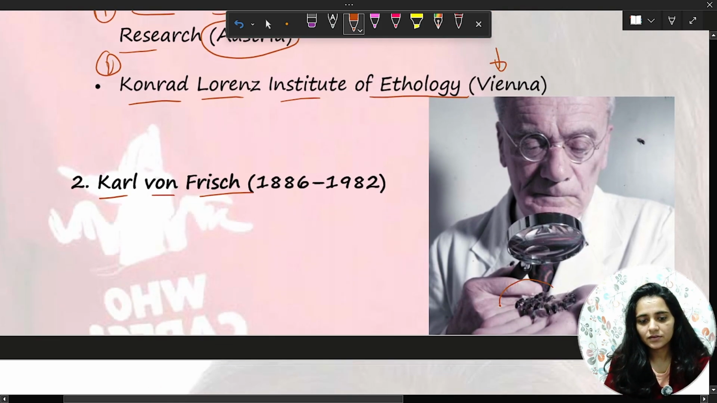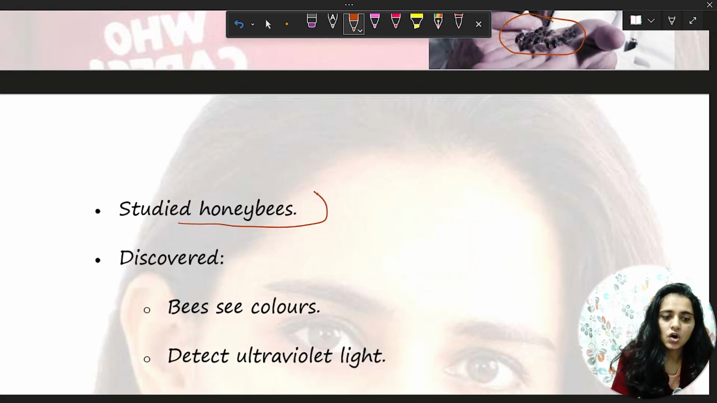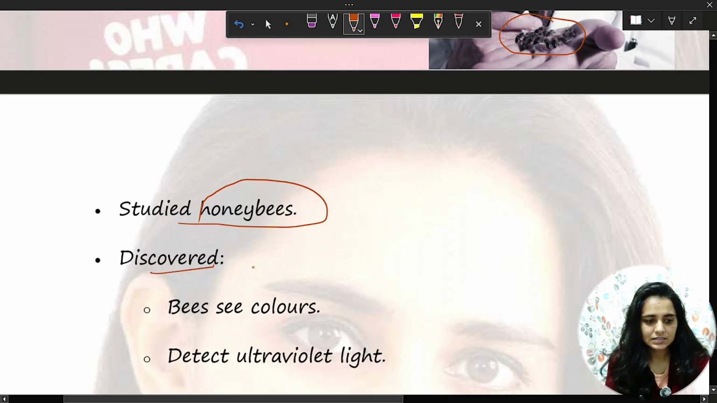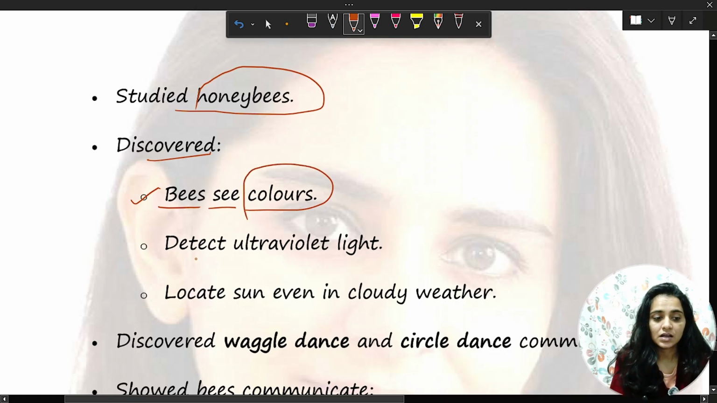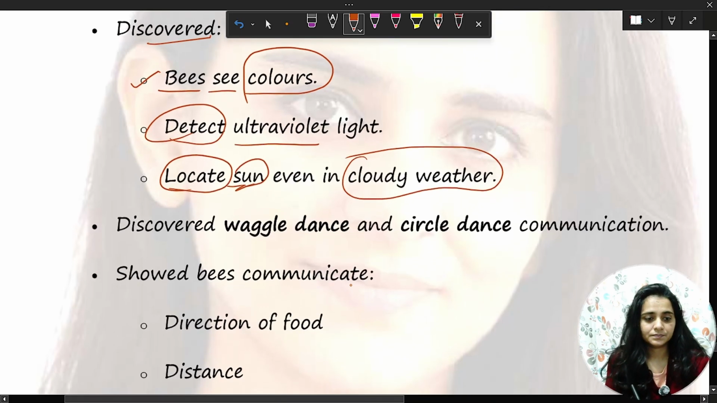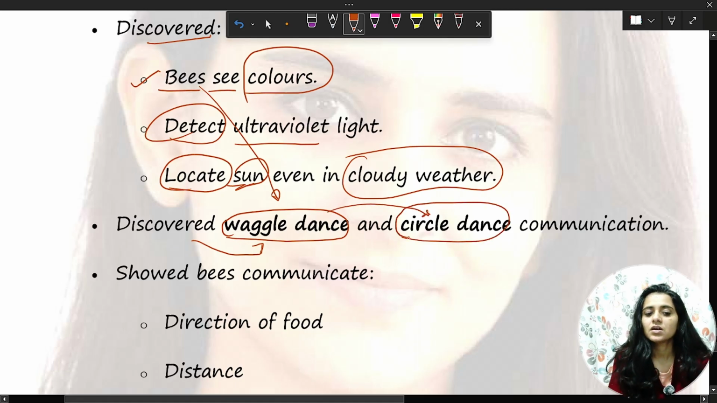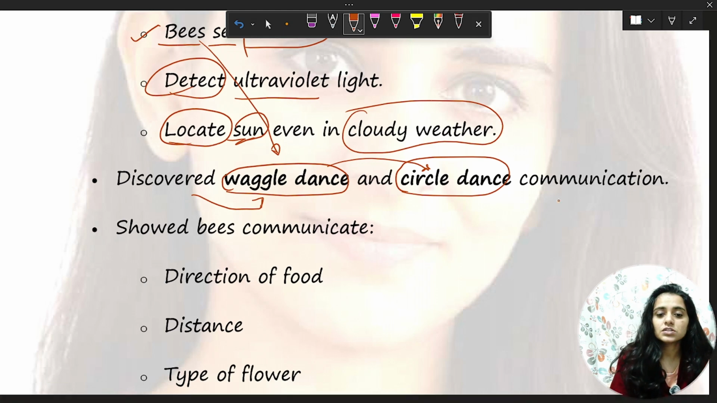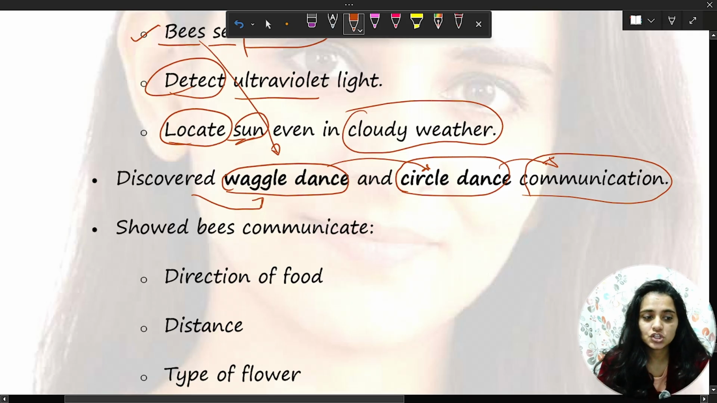You can see he is holding some bees in his hand, so it is a study on honeybees and what he discovered: how honeybees see color, how they detect ultraviolet light, and how they locate the sun even in cloudy weather. He also discovered the wiggle dance in honeybees and a circular dance in that animal too, and how this dance helps in communication.